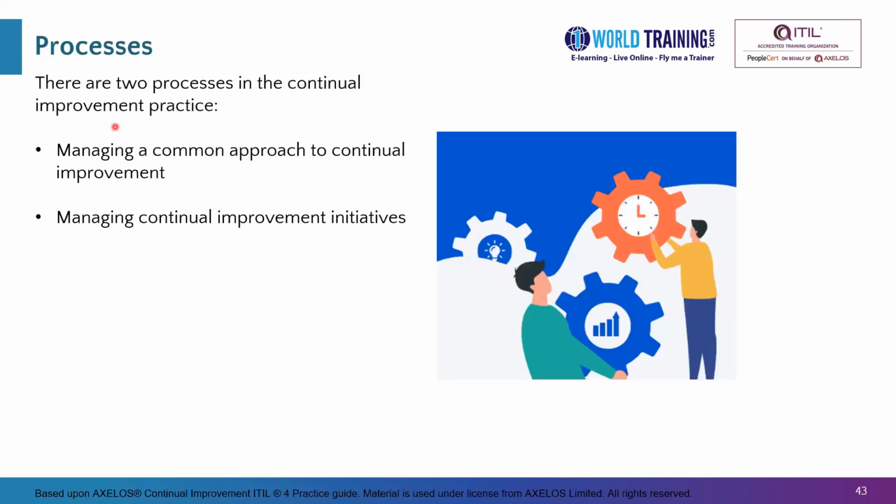There are 2 processes in this practice. One, it is the approach, and the second, the actual improvement initiatives to be managed. So once again, the first process is managing a common approach to continual improvement, and the second one is managing continual improvement initiatives. These are very much similar to the 2 practice success factors. One of the practice success factors was to establish and maintain the approach for improvement, and the other one was ensuring efficient improvement initiatives.